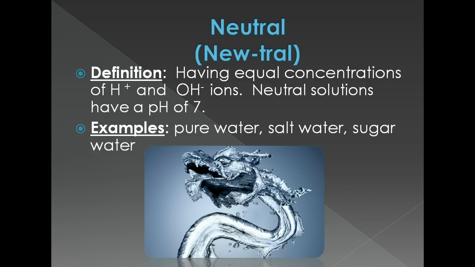Neutral means having equal concentrations of hydrogen and hydroxide ions. Neutral solutions have a pH of 7. As you can see, if you combine the H plus and the OH, you get HOH, hydrogen hydroxide, or H2O, water. So pure water, salt water, sugar water, these all have a pH of 7. They don't have acidic or basic properties. They are neutral.